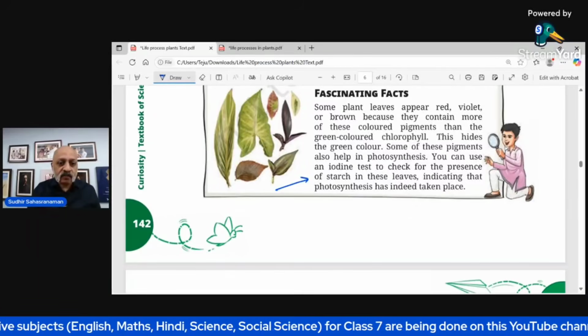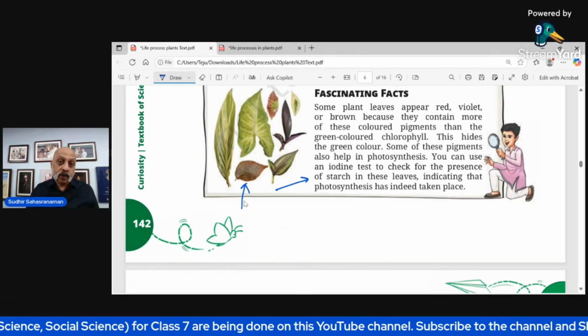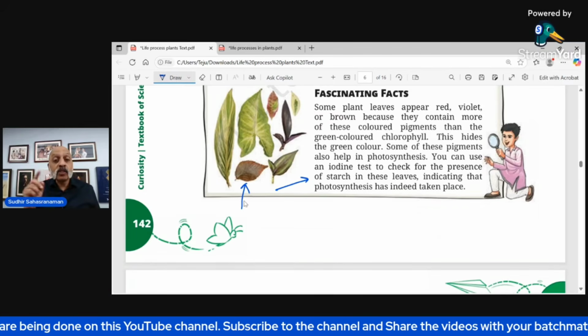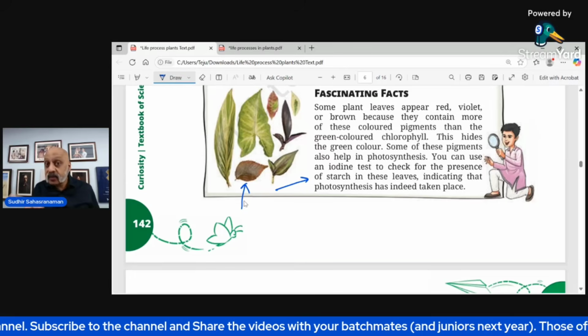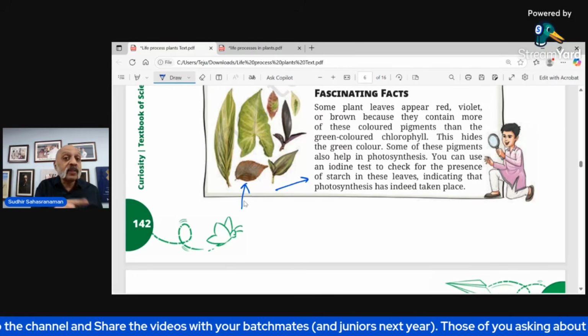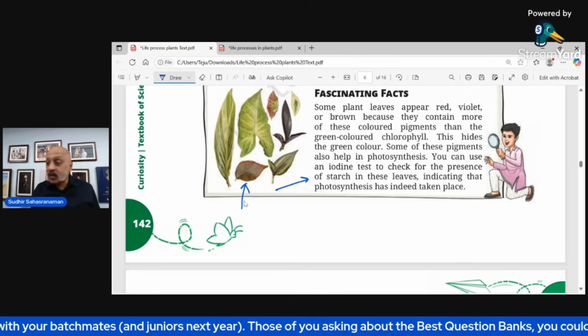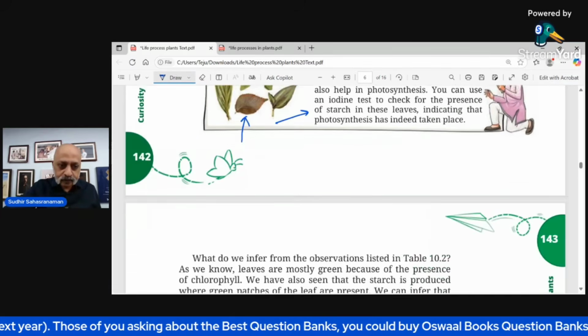There would be leaves. In fact, I remember we used to have a plant like this whose entire leaves would be brown in color, reddish brown in color, but it does not mean, it only means that the red pigment is hiding the chlorophyll, the green pigment. It does not mean that photosynthesis is not taking place. Photosynthesis may still be taking place, like it must be taking place in this particular plant as well.